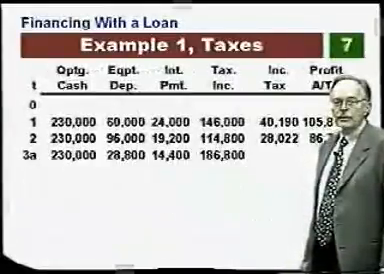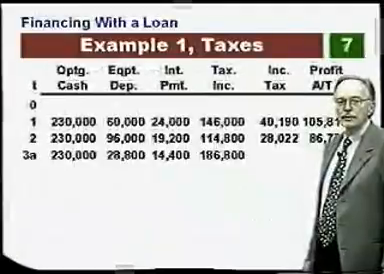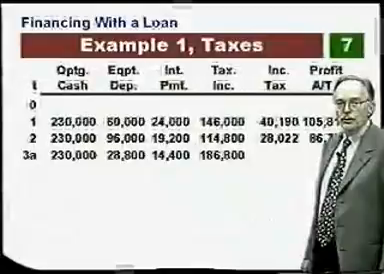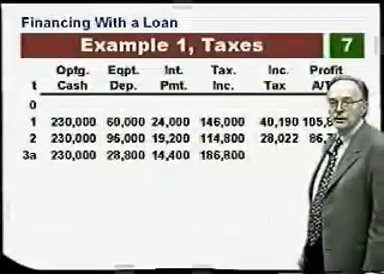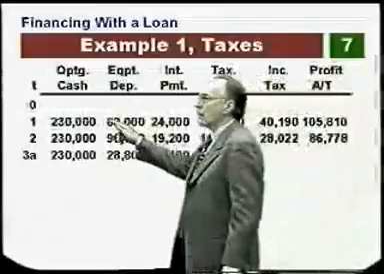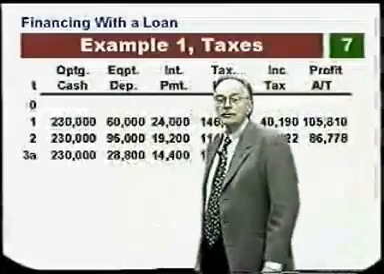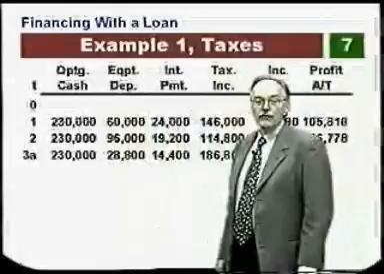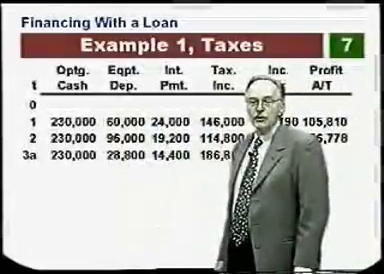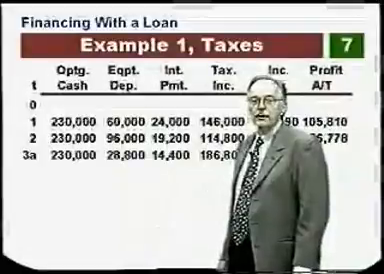So now we're ready to compute the taxable income, the income tax, and the profit after tax. We'll do this first for years 1 and 2, and then we'll proceed in more detail for year 3. In year 1, our operating cash is $230,000. That's usually derived from revenues, and we subtract from that expenses like labor and materials to get the operating cash.